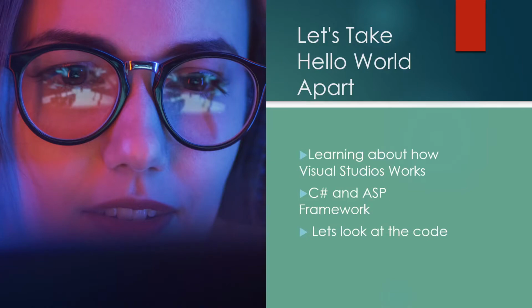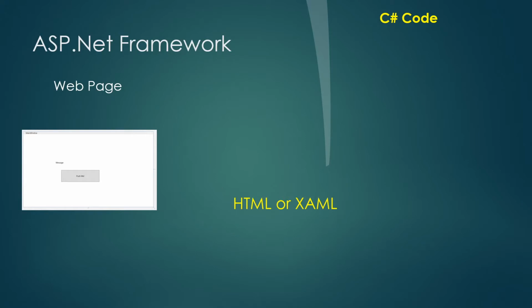So let's take Hello World apart. We're going to learn a little more about Visual Studios and how it works, and C# and the ASP.NET framework. And if we remember correctly, C# is the language that we're learning, and the ASP.NET framework is actually the system that allows us to take that code and express it in the world of the web, on the cloud, or wherever we would like to deploy it. So let's go ahead and talk a little bit about how that code works.